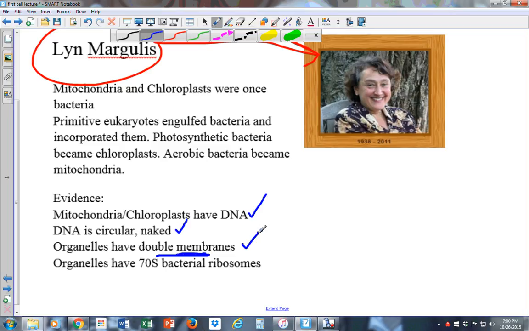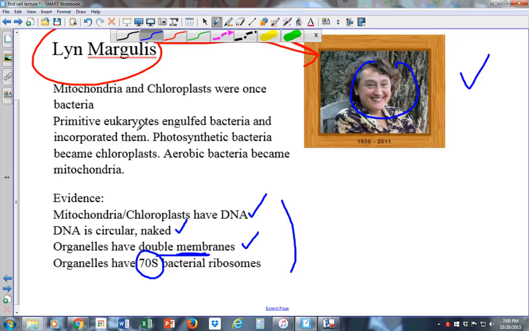That's really weird. Not one membrane. All organelles inside have one internal membrane. This guy has two. And finally, they have ribosomes. Well, there are lots of ribosomes inside. That's not anything unusual. But they're the bacterial type, the 70S, not the 80S like we'd find in there. Now, why would mitochondria and chloroplasts have all these features that made them look like bacteria? And here's what she said. Because they once were bacteria.